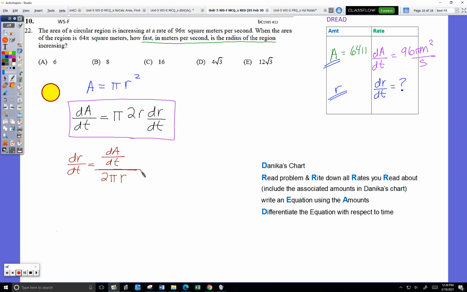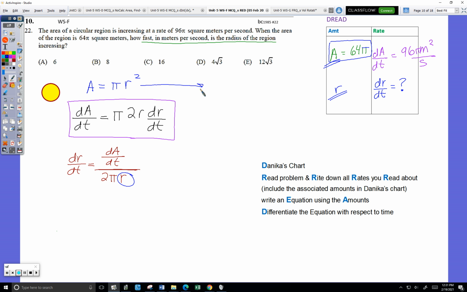So we hit another barrier, hands up, you know the barrier. Josh? At this moment I don't know r, which means I've got to find the radius at the moment the area is 64 pi. So what do I do? Jason? Use the area.